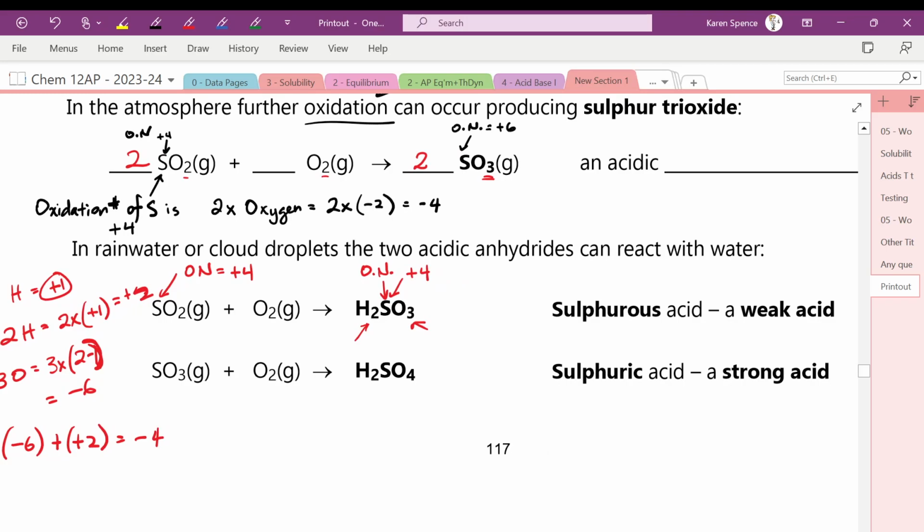So we get sulfurous acid and we get sulfuric acid. Sulfur here, +6. What's the oxidation number of sulfur in H2SO4? What would you predict? 6. It is 6 because we've got -8 here and we've got +2 here, and so that's going to be -6.